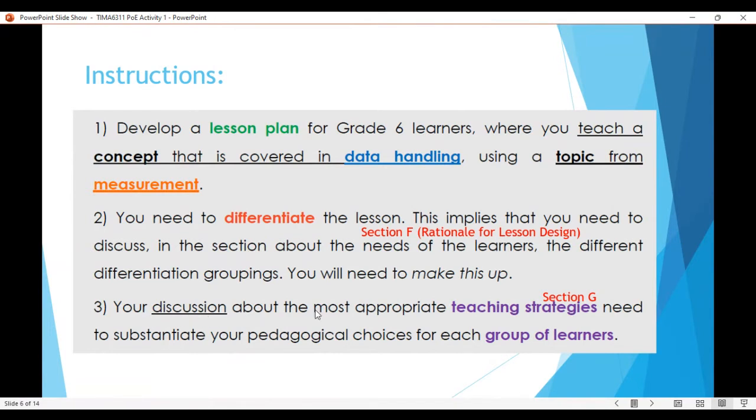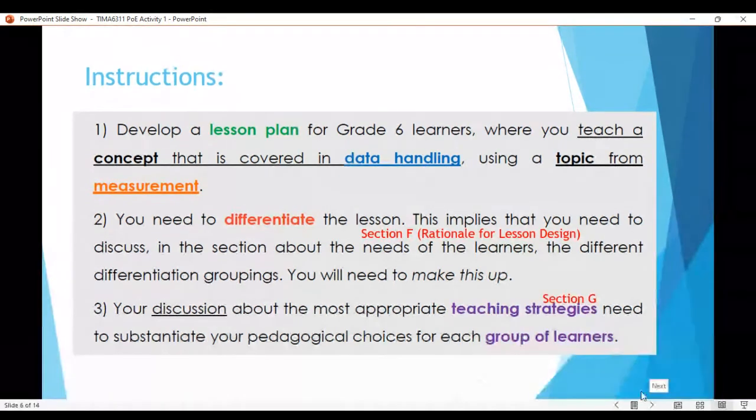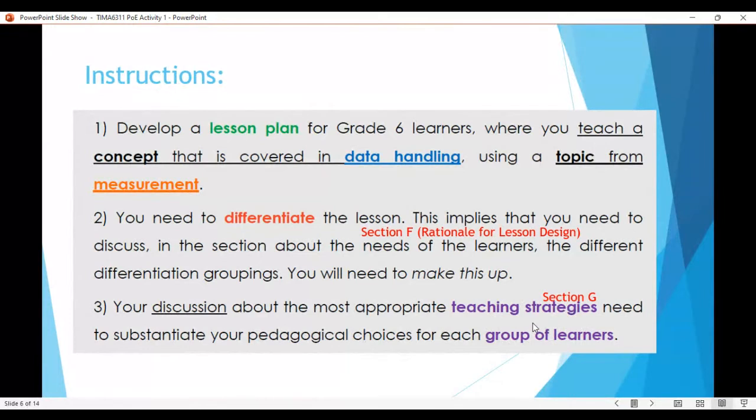Then in section G, your discussion about the most appropriate teaching strategies needs to substantiate your pedagogical choices for each group of learners. In section G, you are going to select teaching strategies and you are going to justify your choices. Why did you choose this strategy for this group of learners? So in other words, we do not want a general definition of the strategy. We want a discussion of why you have chosen it for this lesson for these learners.